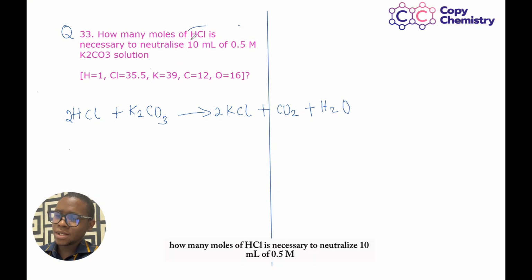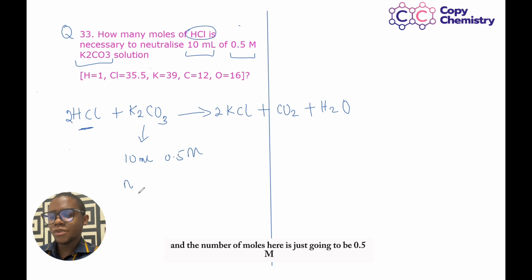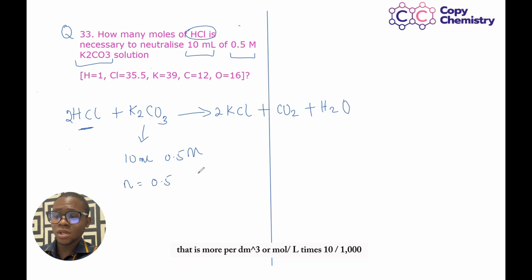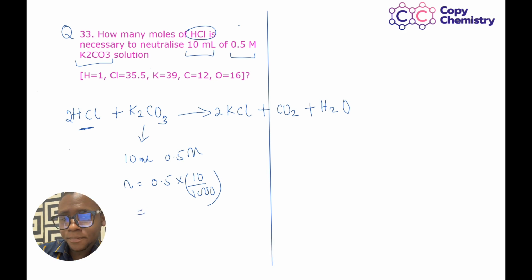Now, how many moles of HCl is necessary to neutralize 10 ml of 0.5 molar K2CO3? So this is 10 ml of 0.5 molar. And the number of moles here is just going to be 0.5 molar, which is mole per dm cube or mole per liter, times 10 divided by 1,000. I divided by 1,000 here because I want to do conversion to liter, so that it will make sense. Alright, so the moles of K2CO3 in that case is 0.005 mole.